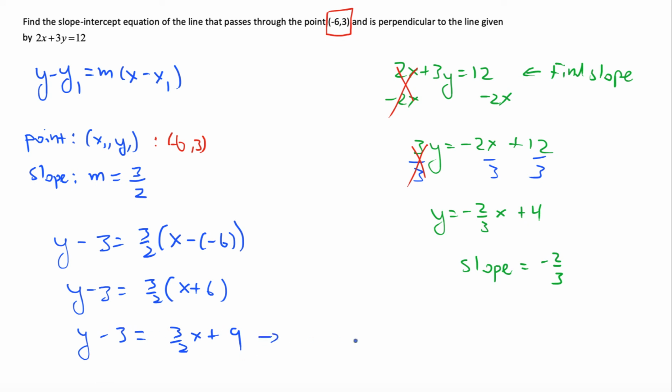So if we add 3 here, what do we end up with? y = 3/2 x + 12. And this is our final answer. This is the line that goes through the point (-6, 3) and is perpendicular to this line right here.